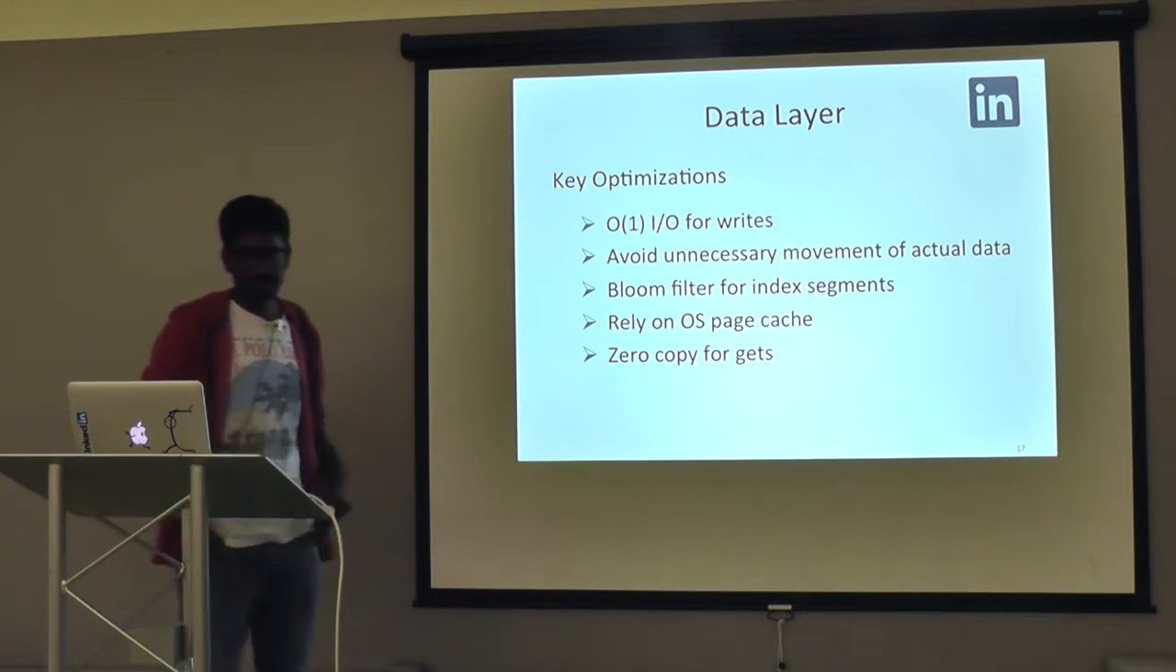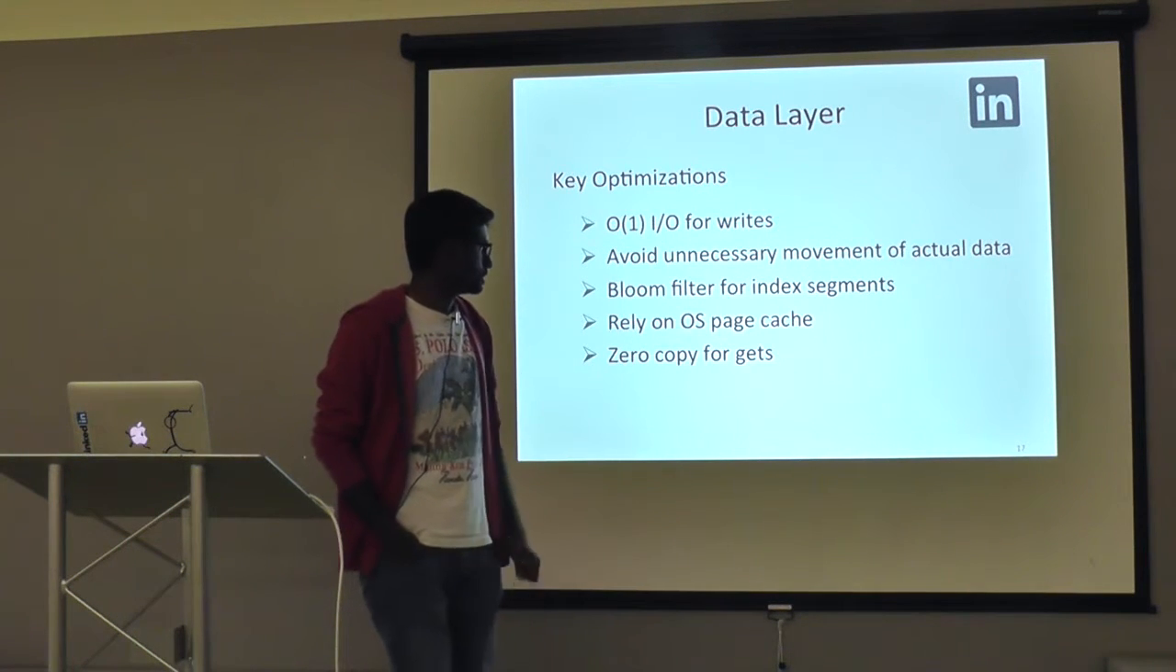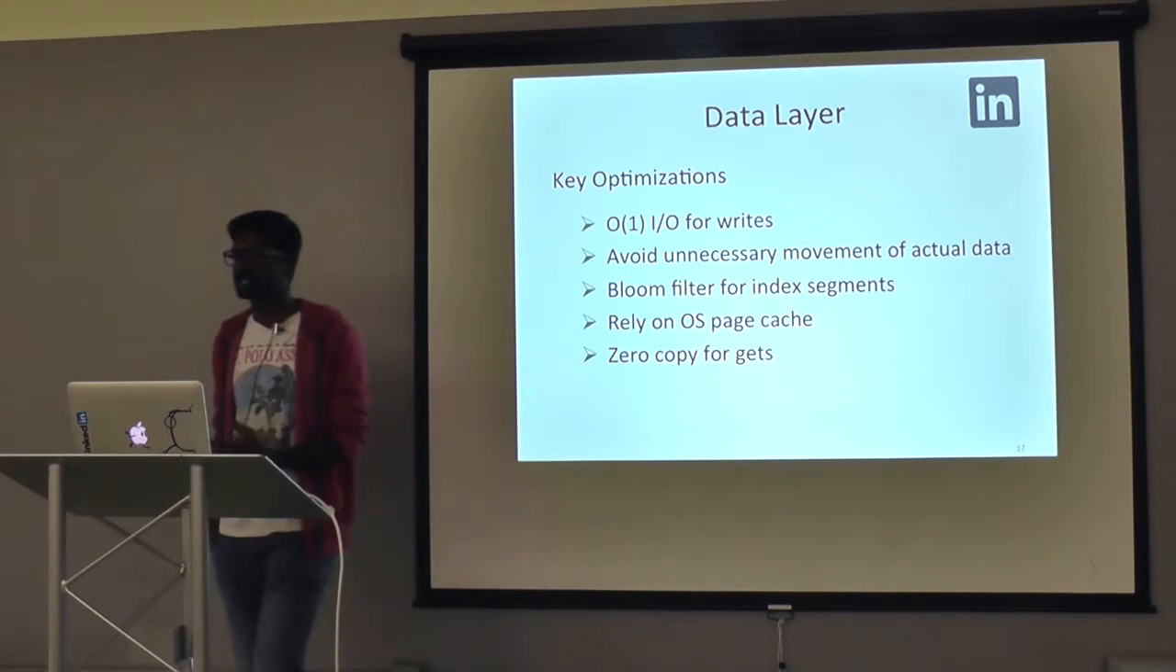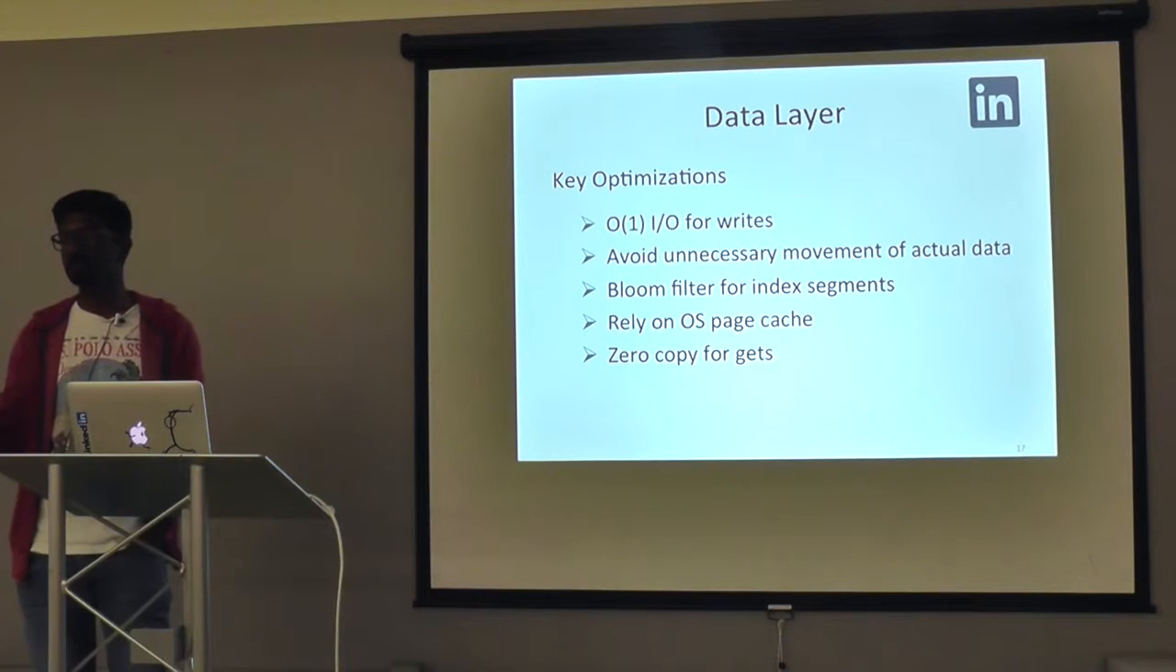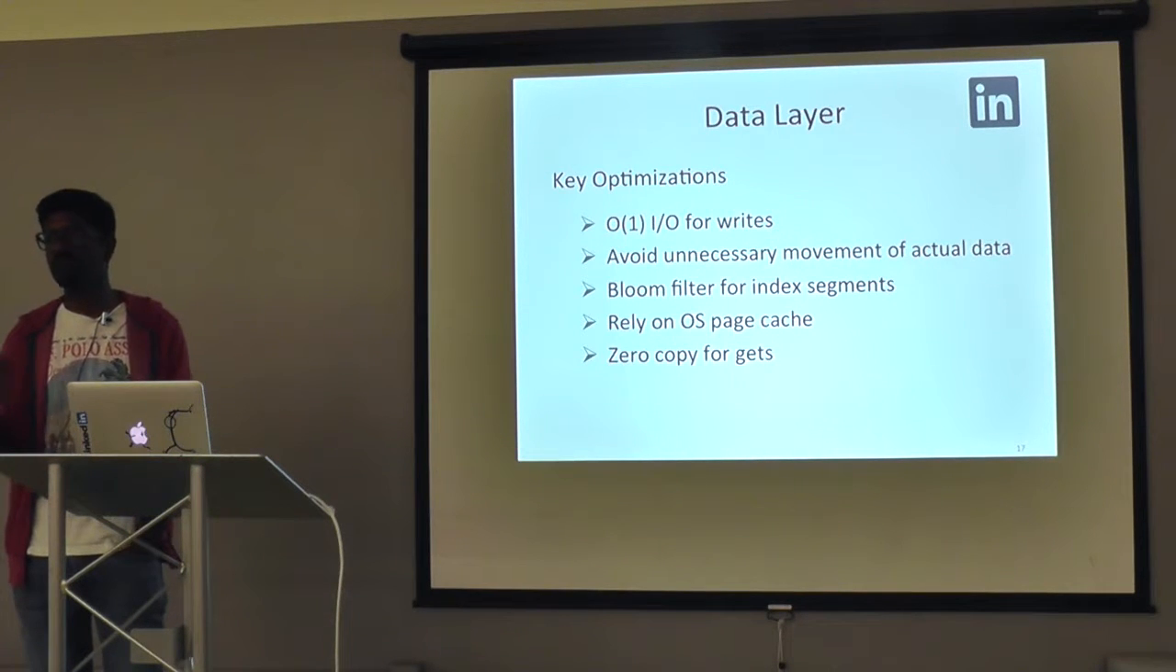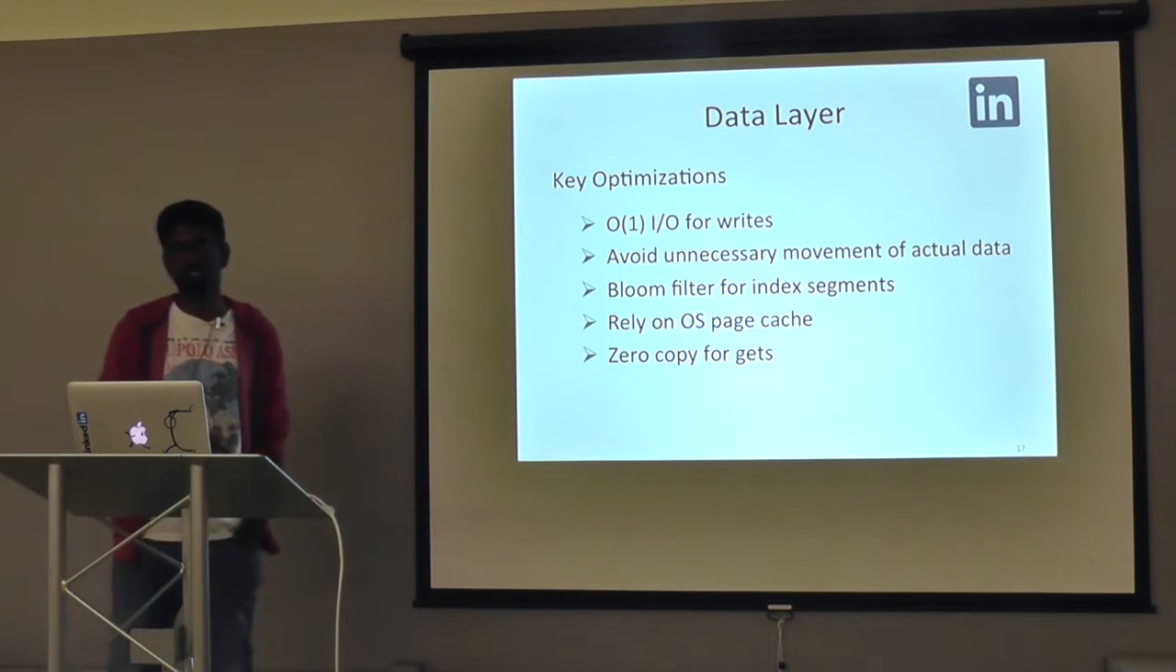Zero copy for gets. This is very important. For example, whenever someone tries to read a particular block, we directly send the data from the disk to the NIC buffer, bypassing the user space. We don't copy the data to the user space at all at the storage layer.